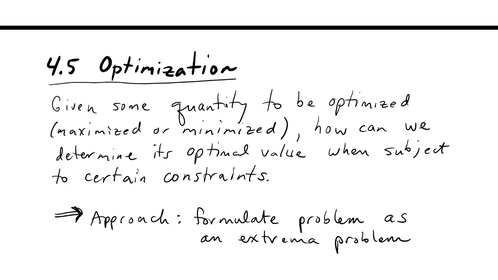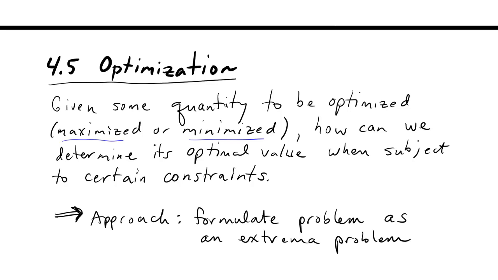So what are we talking about with optimization? We're saying that given some quantity to be optimized, and by optimized we mean either maximized or minimized, how can we determine its optimal value when subject to certain constraints? So there's some quantity that we want to maximize. Here it might be area or volume, or if we did a business problem, we might be trying to maximize profit.